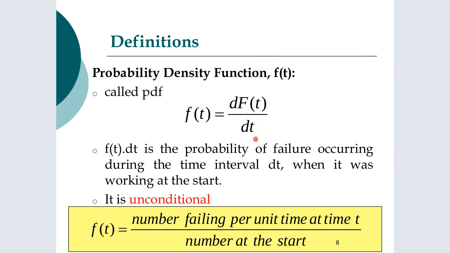Now we can do an interpretation of this. If we take f(t) dt, it is the probability of failure occurring during the time interval dt when it was working at the start. That term there is quite important because the failure rate, or the failure data, is linked to it working at the start. So in this context, the PDF is unconditional. We can define it mathematically as the number failing per unit time t divided by the number at the start. Okay, we'll see in a few minutes that there's a hazard rate, h(t), which is conditional. That's why this is important here.